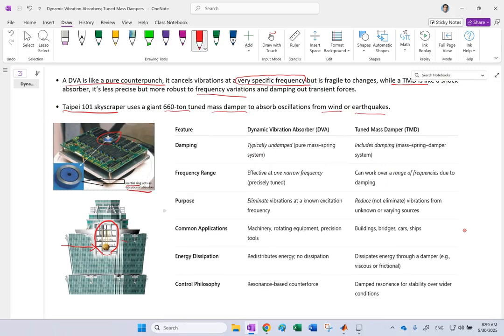So here I provided a table summarizing the difference between these two. In DVA, I can say that the system is typically an undamped mass spring, while in TMD, there is a mass spring damper.